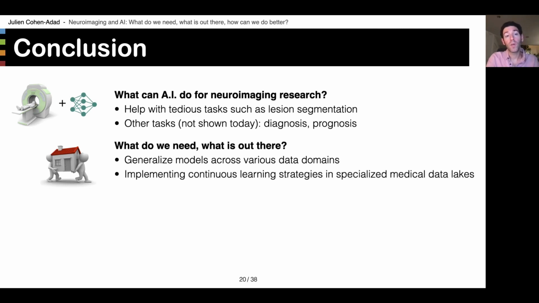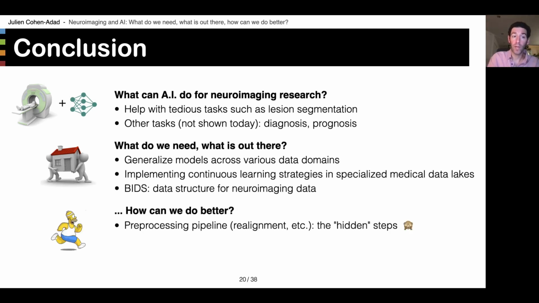We talked about a much needed continuous learning strategy for specialized medical data lakes, such as MS, spinal cord injury, and cancer. And we also discussed recent initiatives to improve sharing of neuroimaging data, one of them being the BIDS initiative. Of course, we can do better.